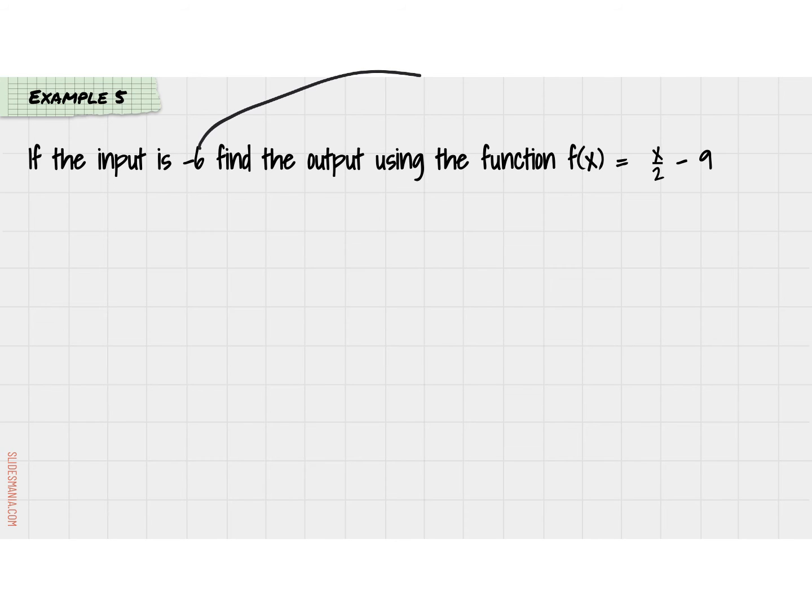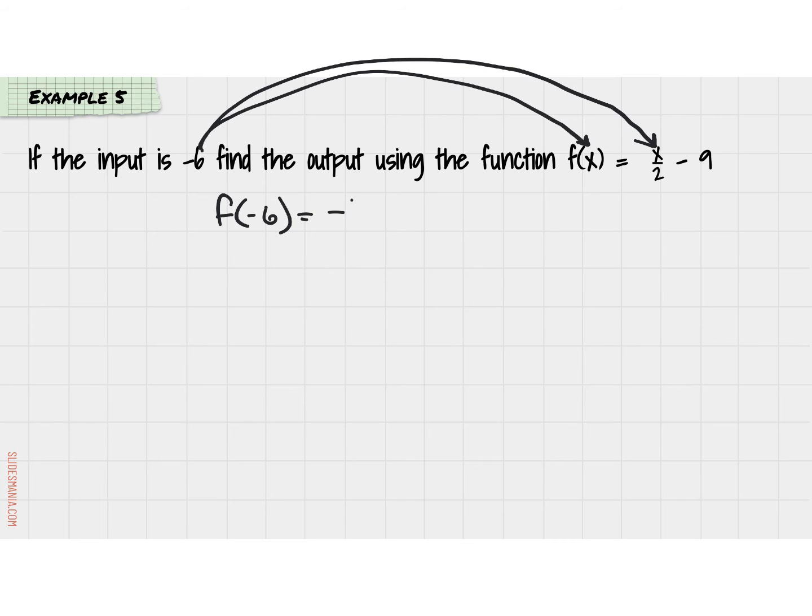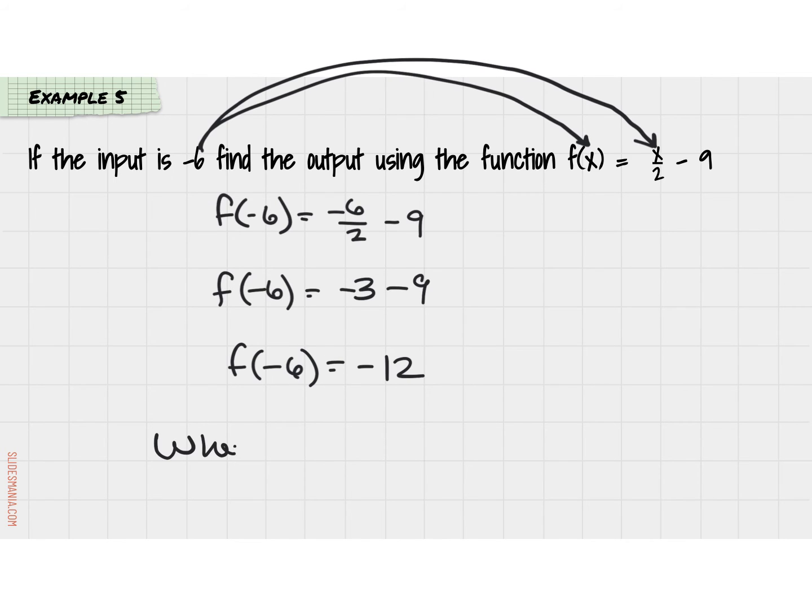So I'm substituting the -6 in for x. I have f of -6 is equal to -6 over 2 minus 9. f of -6 equals -3 minus 9, because -6 divided by 2 gives me -3. I'm going to combine those two and I get -12. That means when x equals -6, then y equals -12.